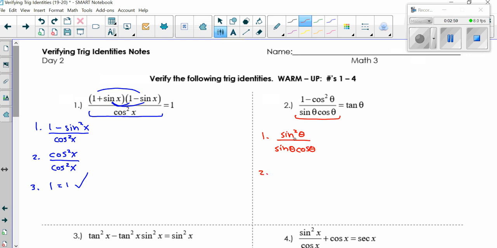Okay. I can cancel one of the sine squareds in the numerator with the denominator. So that's going to give me sine theta over cosine theta. Sine over cosine is y over x, which means it's tangent. So this simplifies to tangent theta, which is what I was trying to prove. So that's equal to the right side, tangent theta. So I verified.